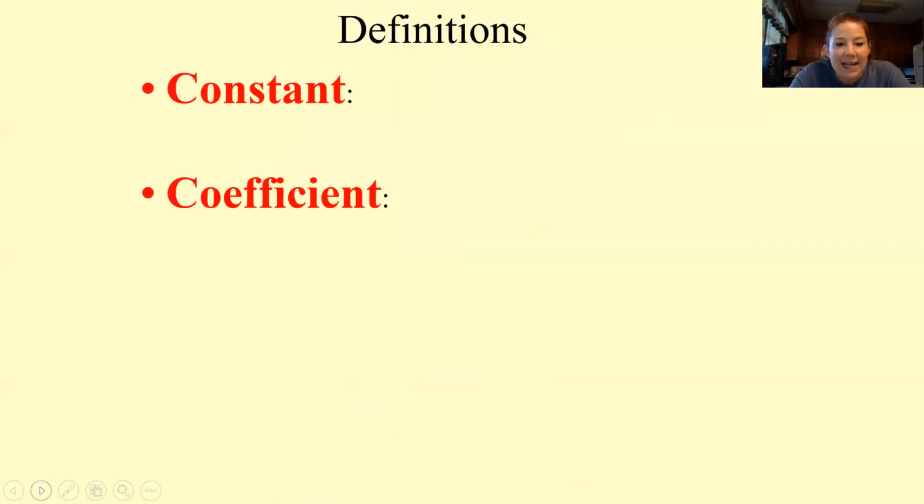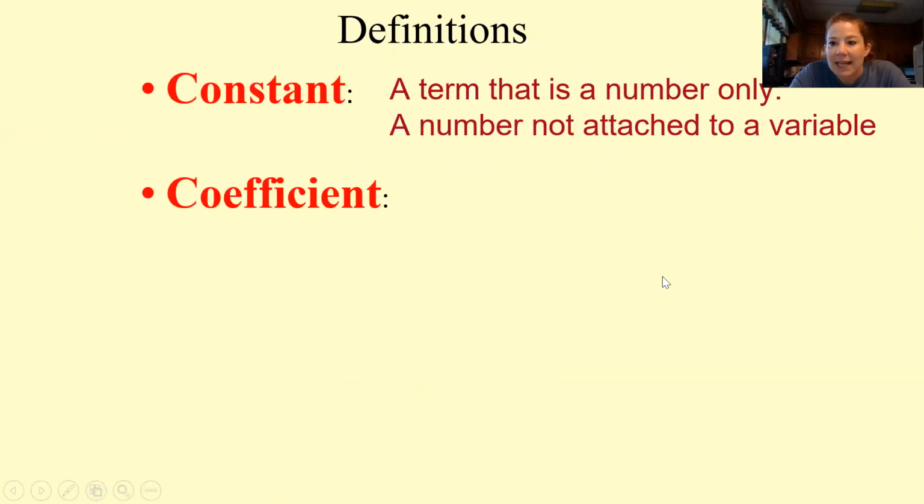All right, what is a constant? Well, in math, a term that is a number only. In other words, a number not attached to a variable is called a constant. So for example, if I have the expression 3x plus 4, well, which of these terms is not attached to a variable? That would be the positive 4. So in this situation, 4 is the constant.